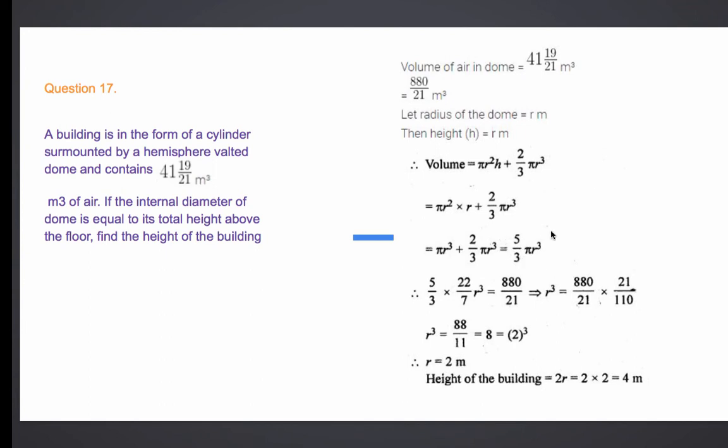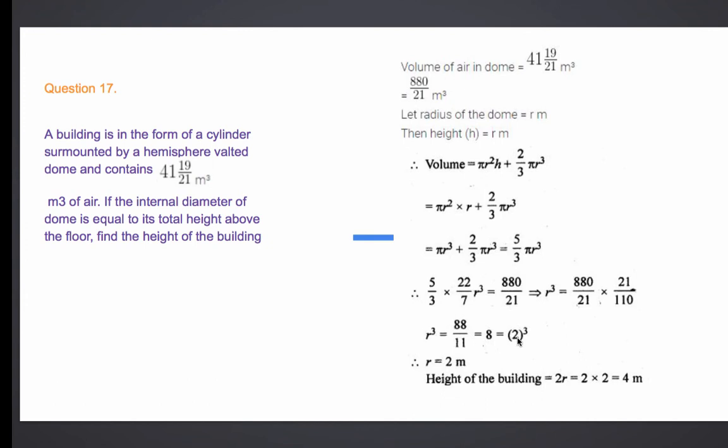Now I have the value 5 by 3 pi r cube. I'll put the value of pi, which I know is 22 upon 7. So 5 by 3 into 22 upon 7 into r cube is the volume of air inside the dome. So I'll equate it and take this whole on the other side. What do we get? It is 110 upon 21 r cube. On the other side we take the reciprocal, so it becomes multiplied by 21 upon 110. 21 is cancelled with 21, 0 is cancelled with 0. 11 ones are 11, 11 8s are 88. So I get the value of the cube of the radius as 8.